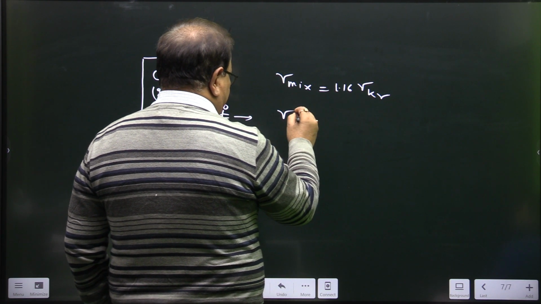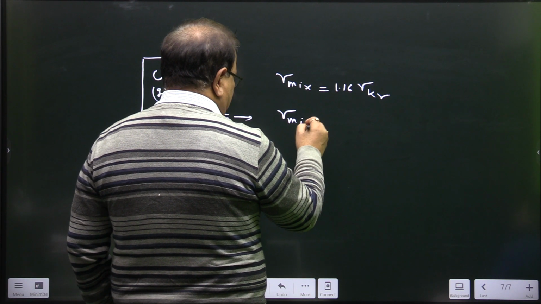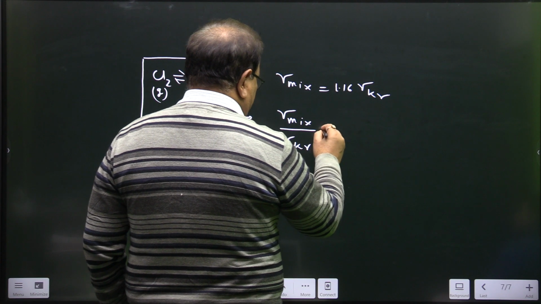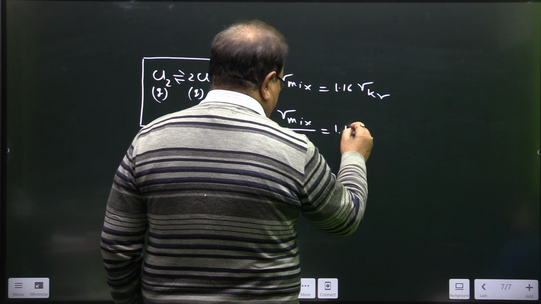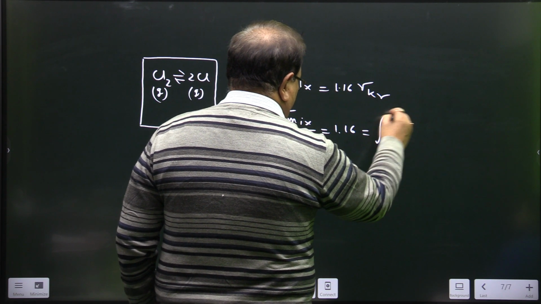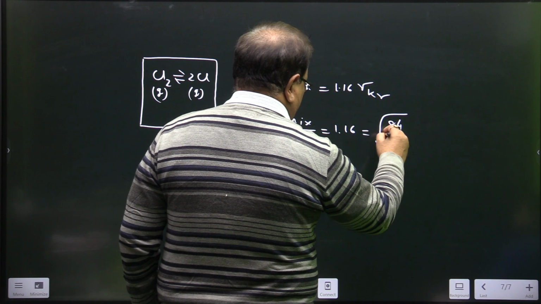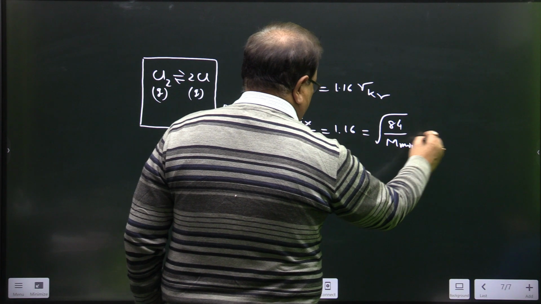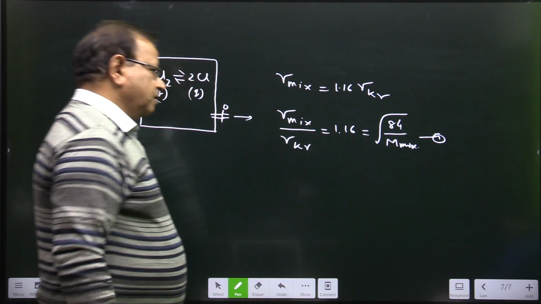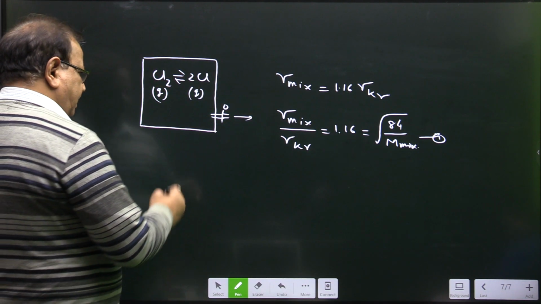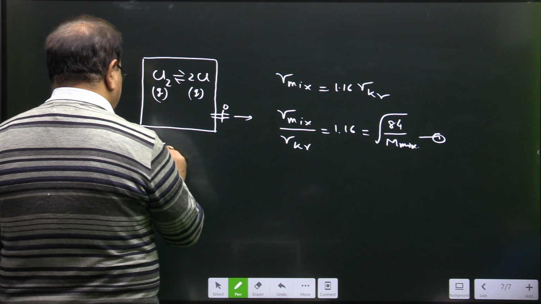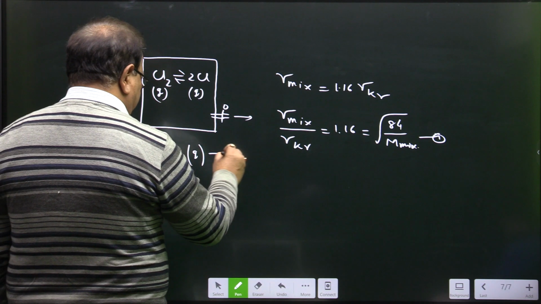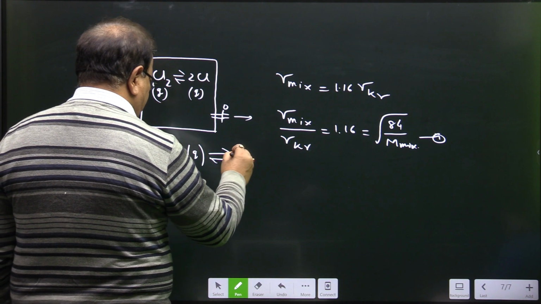This means the rate of diffusion of the mixture by the rate of diffusion of krypton is equal to 1.16 times root under 84 by molecular mass of the mixture. It's the first equation from Graham's law. Second, in the mixture, this Cl2 is going to dissociate into 2 moles of Cl atoms.